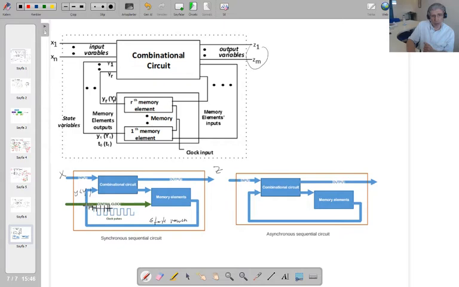So if there is a central clock for these memory elements, clock pulses like that, it is a synchronous sequential circuit. If there is no central clock, this is still a sequential circuit representation, but it is asynchronous, there is no clock. That is the end of this video then.